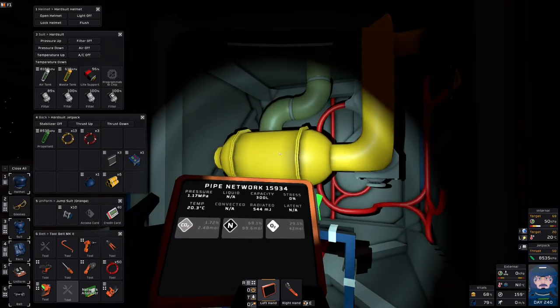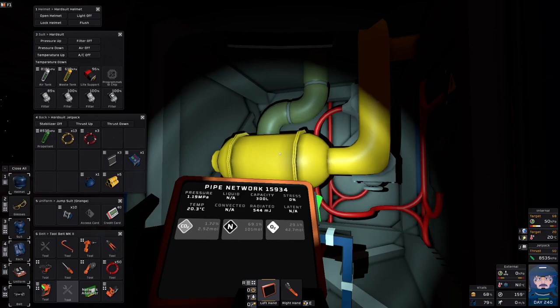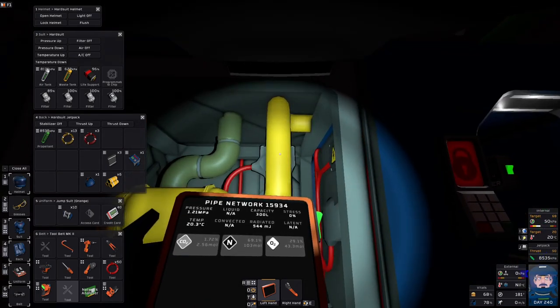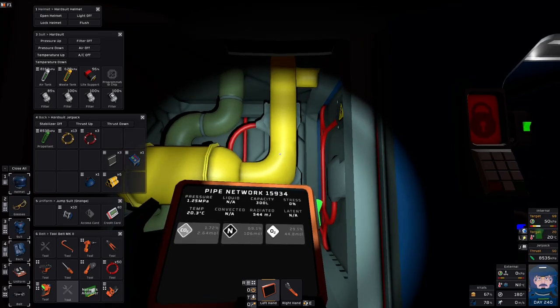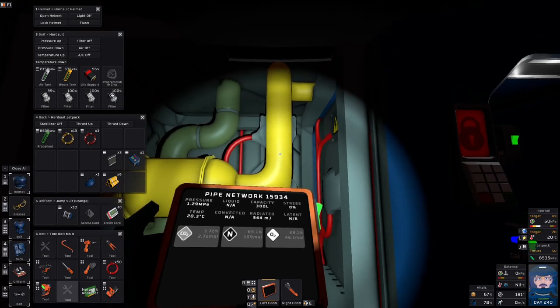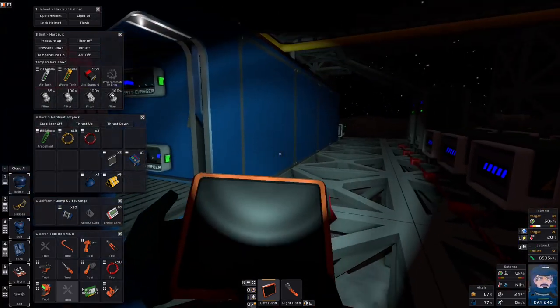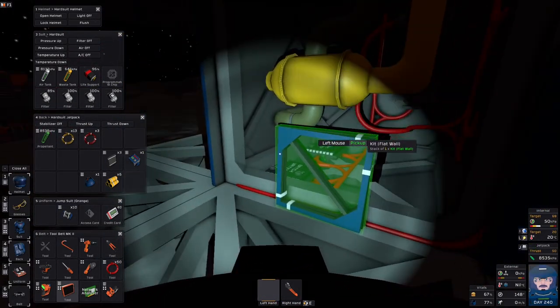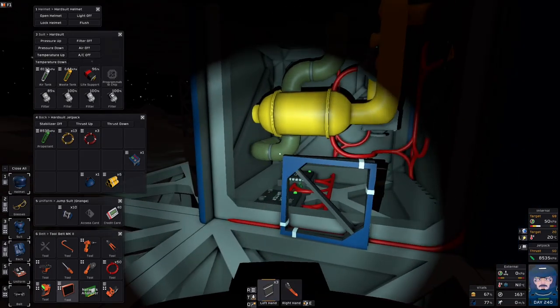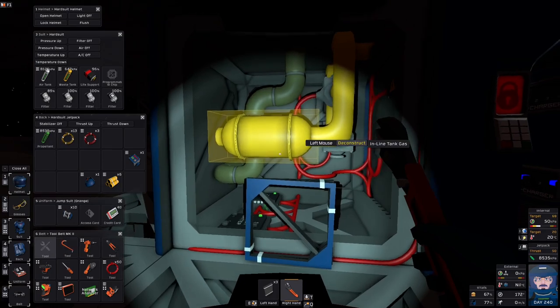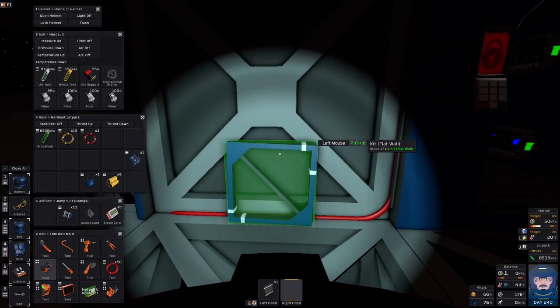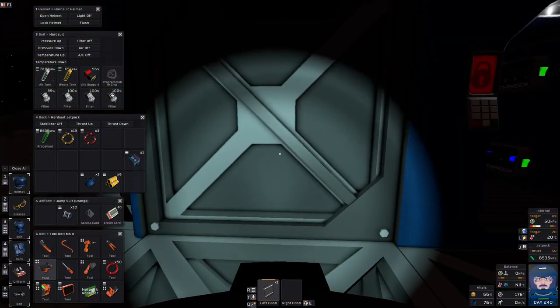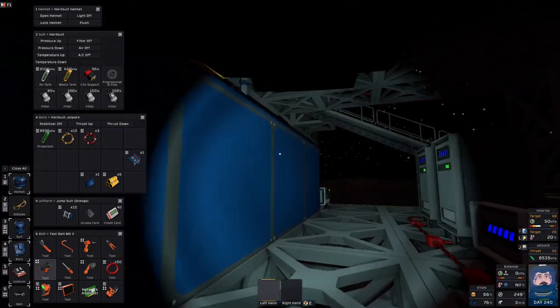Unfortunately, there doesn't appear to be an insulated version of that pipe, but these pipes aren't insulated anyway. The thermodynamics update made it where inside of a frame is not a perfect insulation, but I think it does help, and I haven't had trouble with these getting too cold, so we'll leave them as they are. So that's the airlock handled.